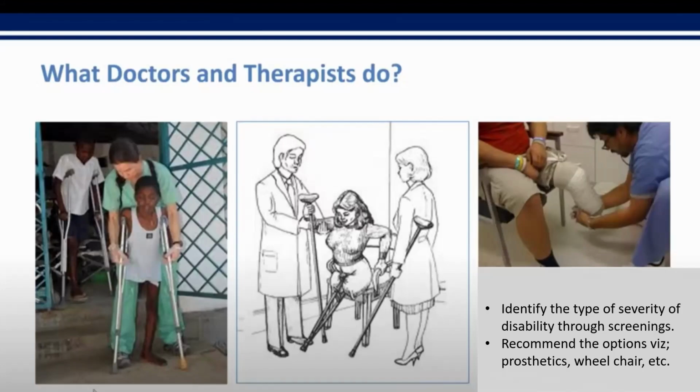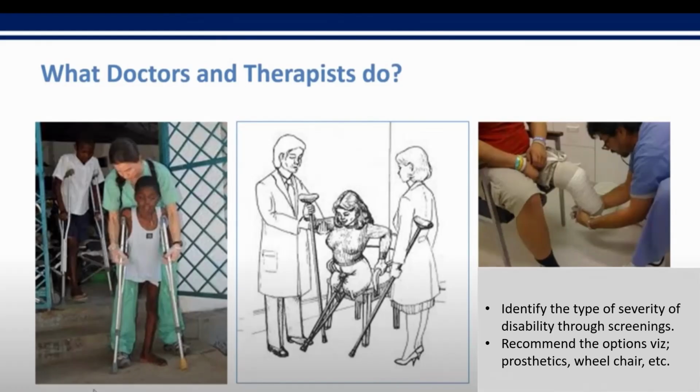So what do we do? Doctors and therapists can study the case of the patient, what type of disease or disability he or she has, and then provide a solution in the form of prosthetics, wheelchair, etc., as the photographs show. They identify the type and severity of the disability through screening. The doctors screen the patient, study the patient, and identify the disability, and that disability can be converted into a specialty of that particular person.